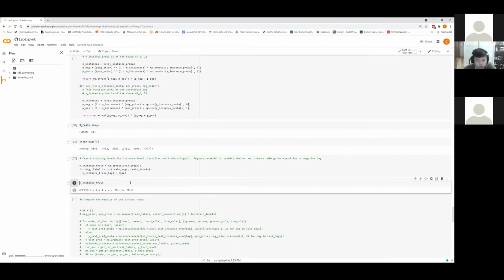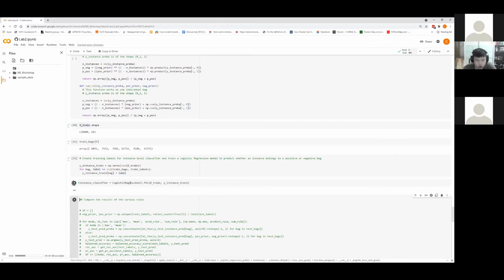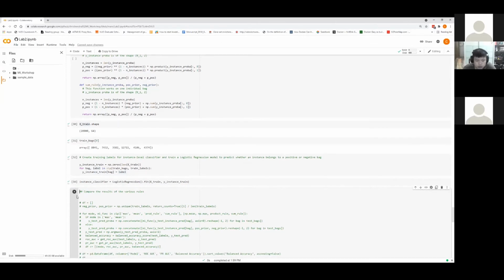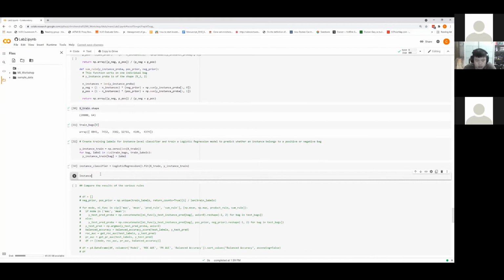After we have this Y instance train, we can train an instance classifier using a logistic regression model. We call .fit, pass X train, and pass Y instance train as the training data, and there we go. We have an instance classifier that will predict whether a given instance comes from a positive or negative bag.